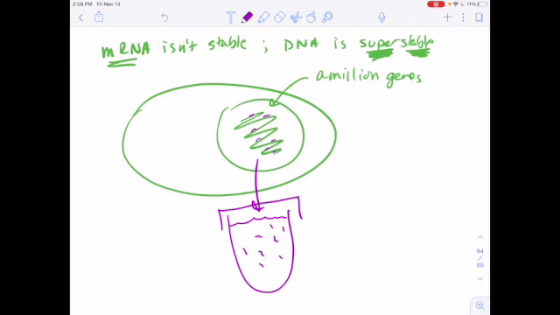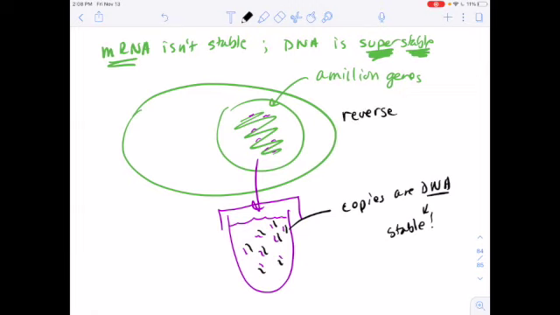We use reverse transcriptase to make copies of this into DNA, so that the DNA copies are DNA, and the DNA is stable. So this is all thanks to that enzyme called reverse transcriptase. And HIV has reverse transcriptase.